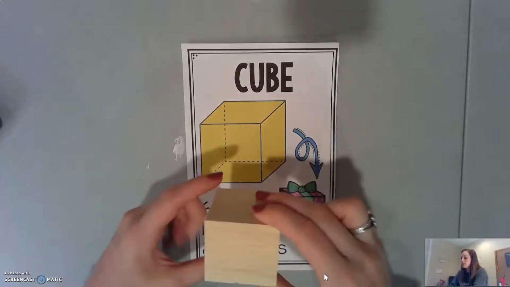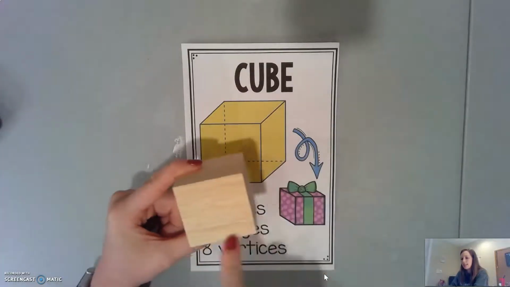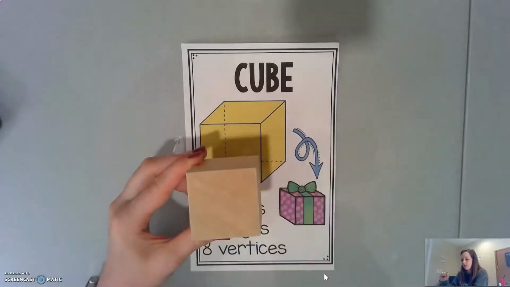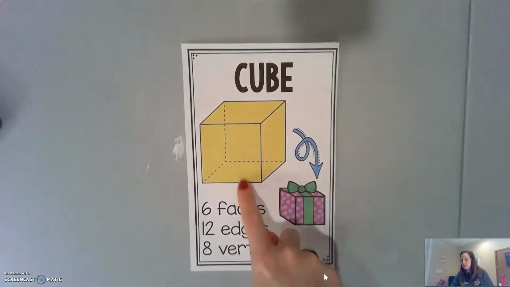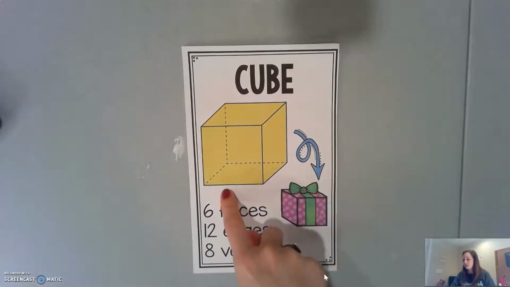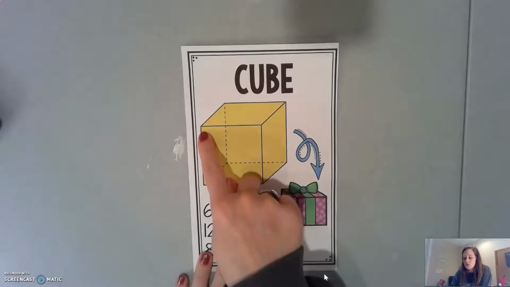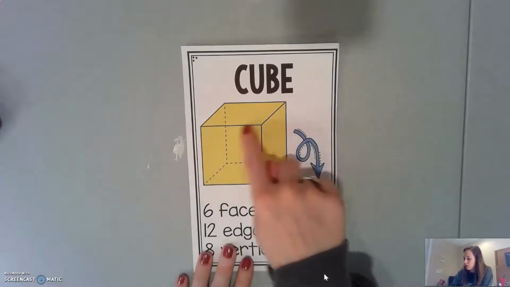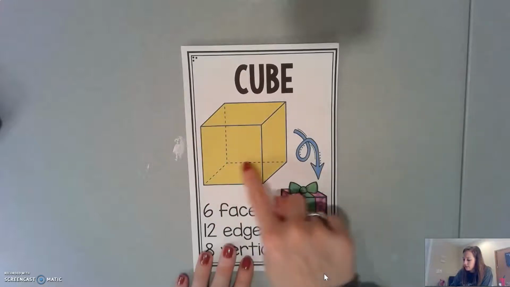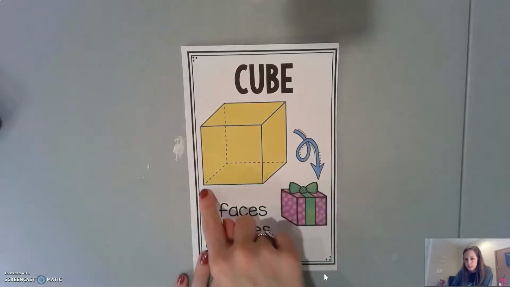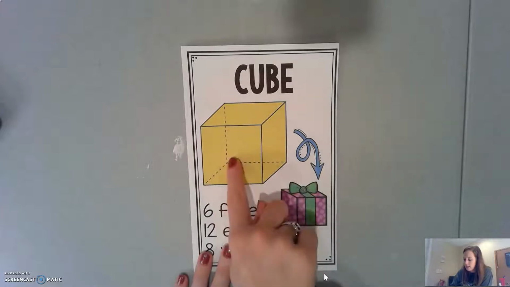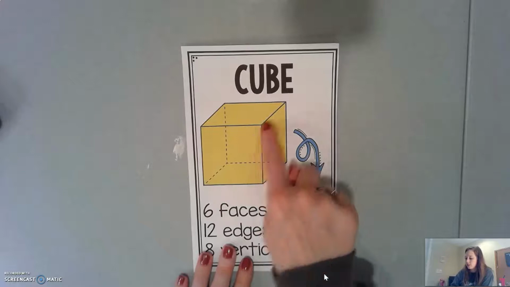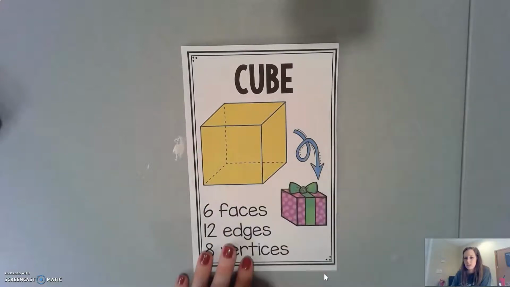The edges are right here, these straight lines on all parts of our 3D shape. Sometimes I think it's easier to count them and see them on here. So let's go ahead and count the edges. I'm going to start here. 1, 2, 3, 4, 5, 6, 7, 8, 9, 10, 11, 12. So these are the edges where you see these black and dotted lines.